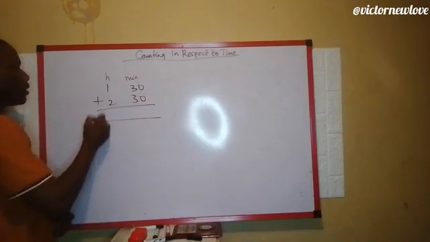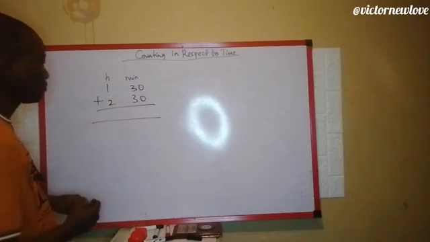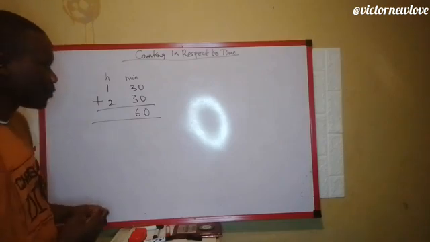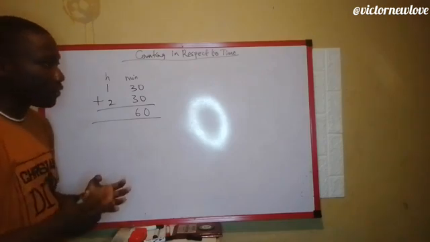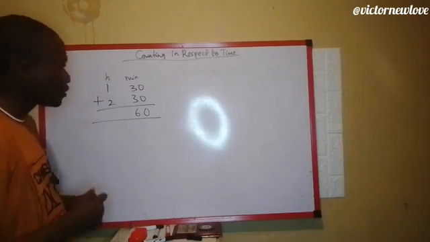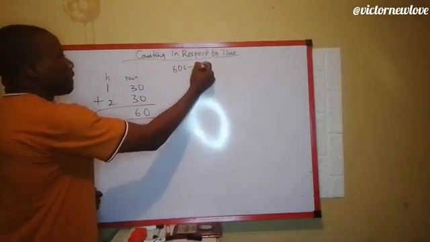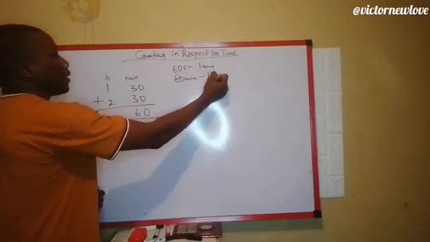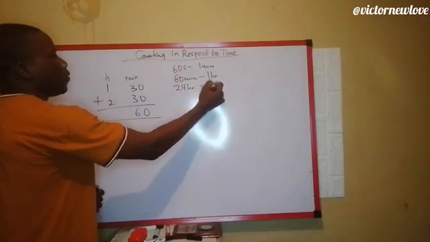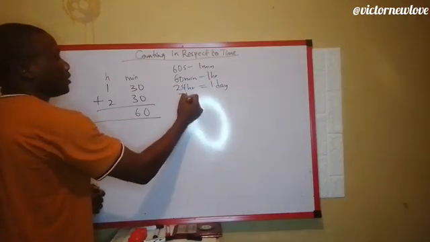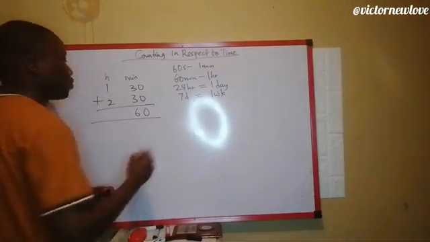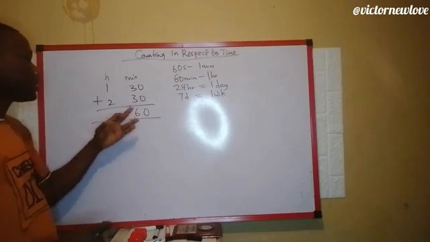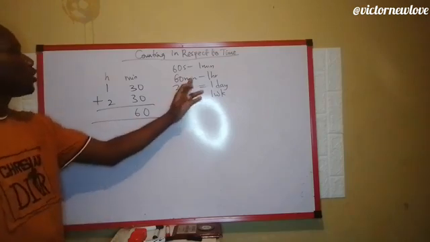If you are going to add this together, 0 plus 0, and 30 plus 30, this will give us 60, right? But will you write 60? No. Remember I told you 60 seconds make 1 minute, 60 minutes make 1 hour, 24 hours make 1 day, 7 days make 1 week. So if you have calculated these two, the minutes together, 30 plus 30, and it gave you 60, it means that 60 minutes is what? 1 hour.